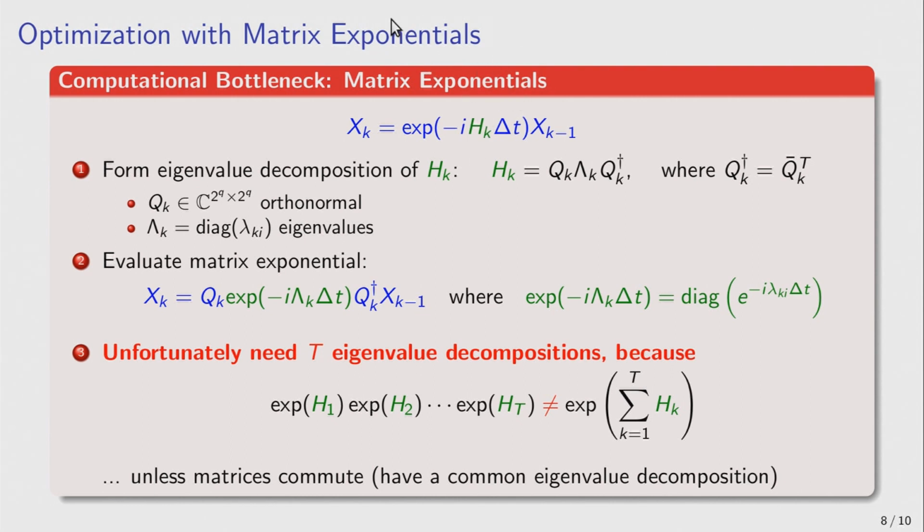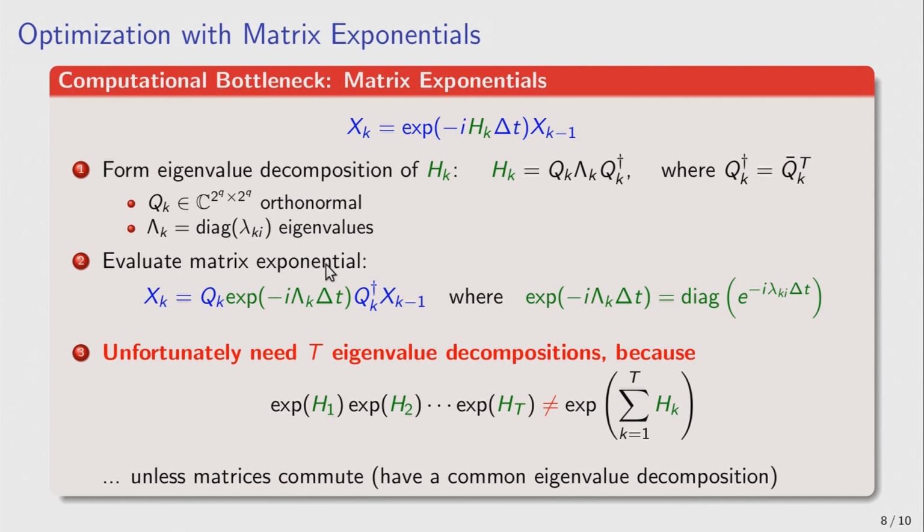Once the matrix is in a diagonal form, then you can just exponentiate the things on the diagonal. And so to get the matrix into a diagonal form, you form an eigenvalue decomposition. An eigenvalue decomposition of a complex matrix is given by these orthonormal matrices Q and the diagonal matrix of eigenvalues lambda. So you can form this eigenvalue decomposition, where this dagger is simply the complex conjugate transpose, or the Hermitian conjugate, of the original matrix.